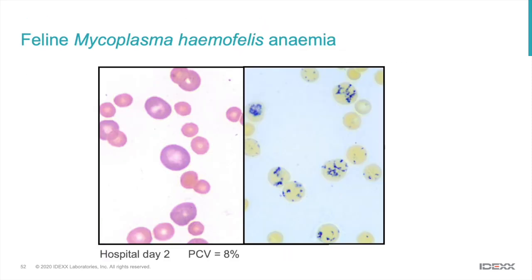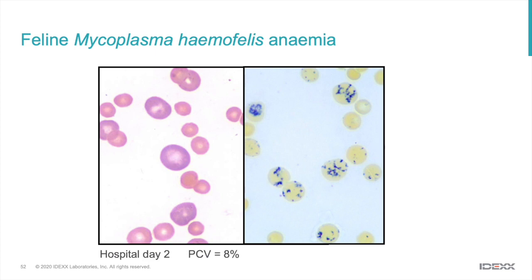To demonstrate what we just discussed, I'm going to use a case from Purdue. It's a case of mycoplasma haemophilus anemia. On day 2 of hospitalization, the packed cell volume was 8%. The image on the left is the diff-quick stain prep, which shows all the features of a strong regenerative anemia: anisocytosis, polychromasia, and those big pale blue cells. Those are going to be the aggregate reticulocytes.